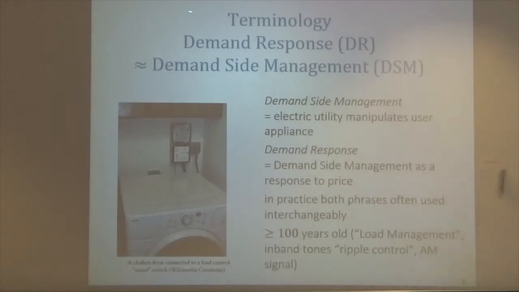So what is demand response? Depending on the authors, you find some subtle differences between demand response and demand side management. Demand side management is often the fact that the electric utility manipulates user appliances.